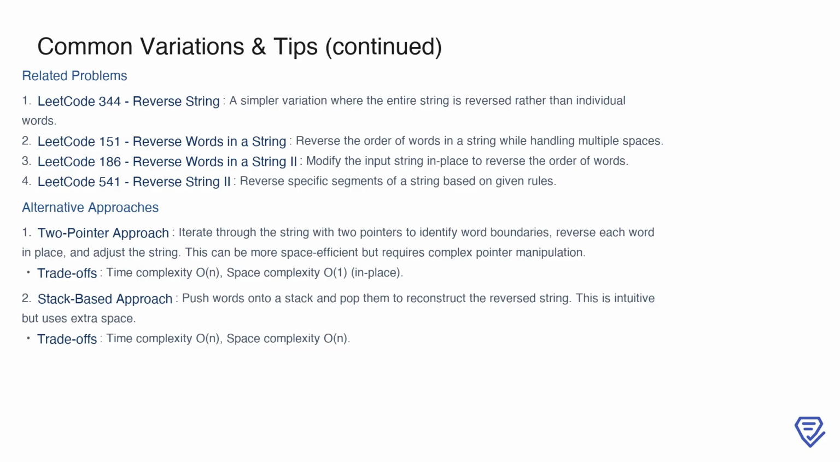When considering alternative approaches to solve these problems, the two-pointer method is a popular choice. In this technique, you use two pointers to identify word boundaries, reverse each word in place, and adjust the string. While this method is space-efficient, requiring only O(1) extra space, it can involve more complex pointer management. Another option is the stack-based approach, where you push words onto a stack and then pop them off to rebuild the reversed string. This method is intuitive but uses additional space, as it requires storing all words in the stack.